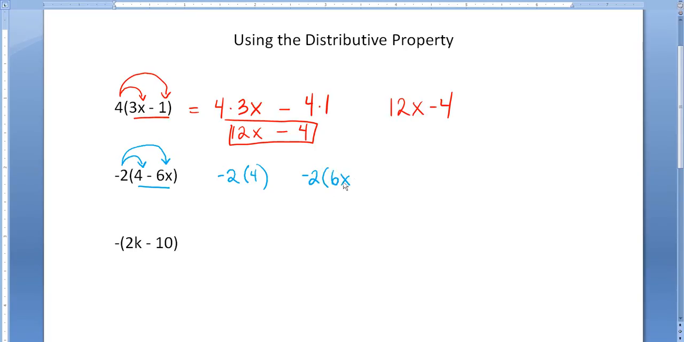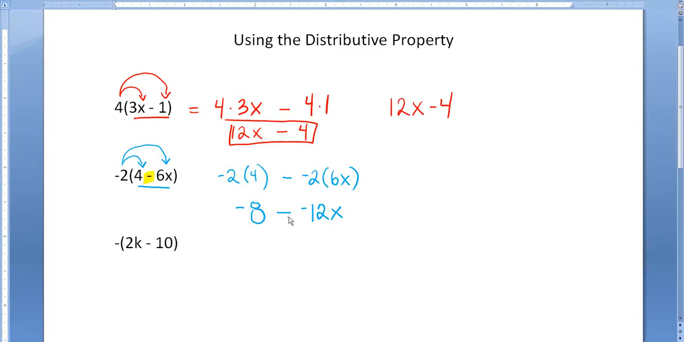Now, don't forget, what sign goes right here in between them? It's going to be this sign. That sign's not going to change. So there's a subtract there. Okay, there's a lot of negative signs going on in here. It's okay, we'll simplify them. Negative 2 times 4 is negative 8. Subtract, we're going to keep that there for a moment. Negative 2 times 6x is a negative 12x.